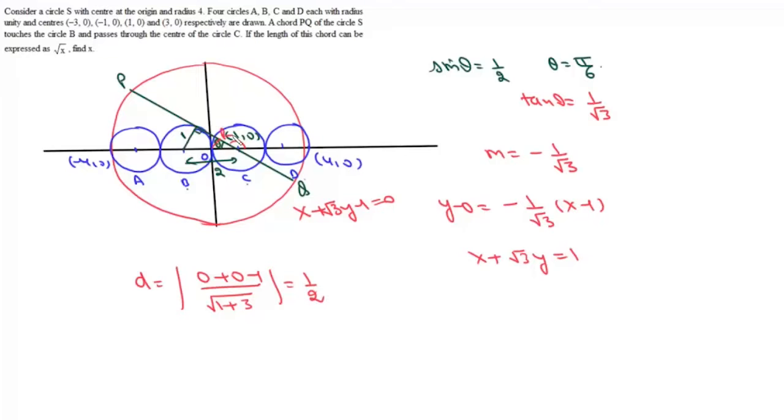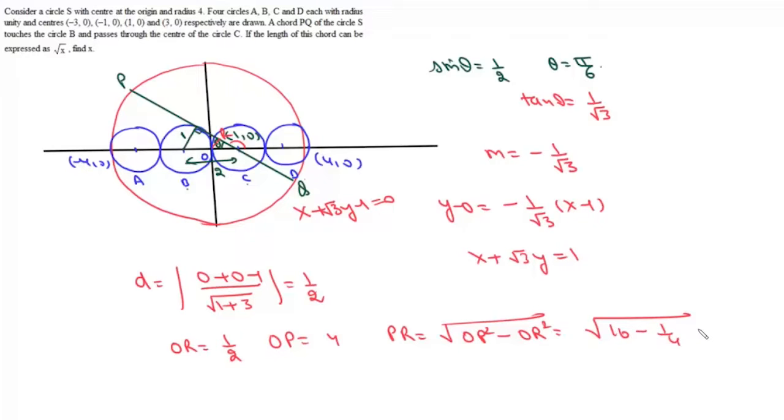So this is say R. So the value of OR is 1 by 2, and OP is the radius of the circle, which is 4. So we can find PR as under root of OP square minus OR square, which is under root of 16 minus 1 by 4. Now this is 64 minus 1 over 4, 63 over 4, which is 3 root 7 by 2.